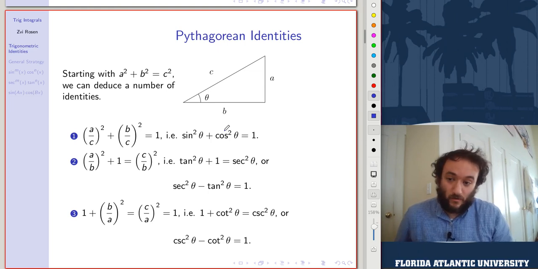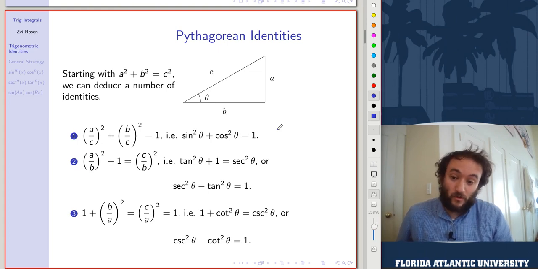So the first thing we can do with A squared plus B squared equals C squared is divide through the whole equation by C squared. When you do this, you get what you see in number 1, which is (A over C) squared plus (B over C) squared equals 1. And since A over C is the sine of theta, and B over C is the cosine of theta, we get sine squared theta plus cosine squared theta equals 1.